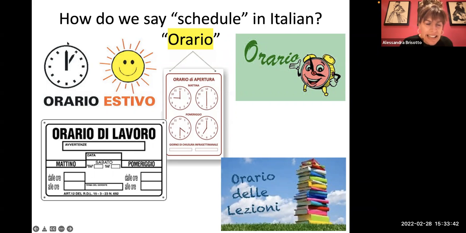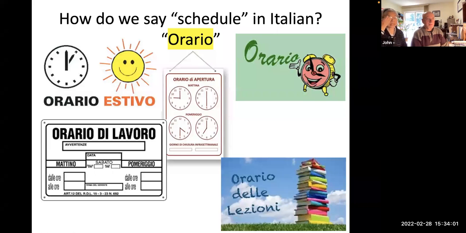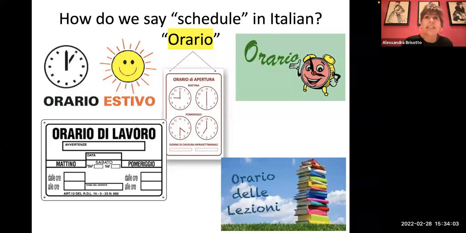So you can see here, orario di lavoro, morning, mattino, pomeriggio, afternoon, from to. So this is an orario, a working schedule. What is this? Orario di apertura. Hours of business. Yes. When something is open, it can be a store, a gallery, an office, morning and afternoon. Orario di apertura, opening time, I mean.